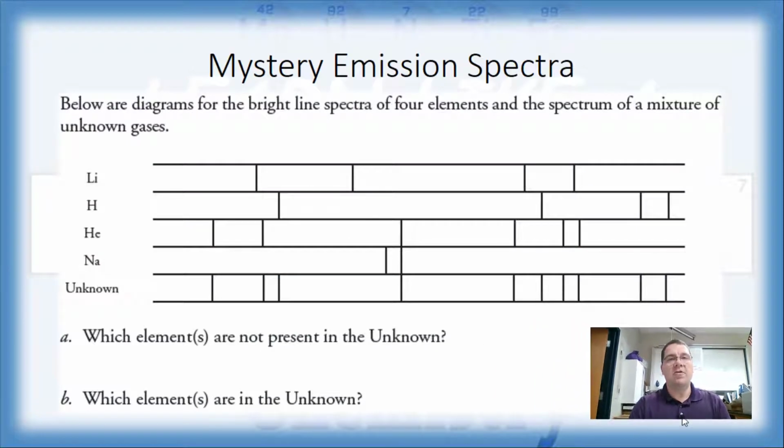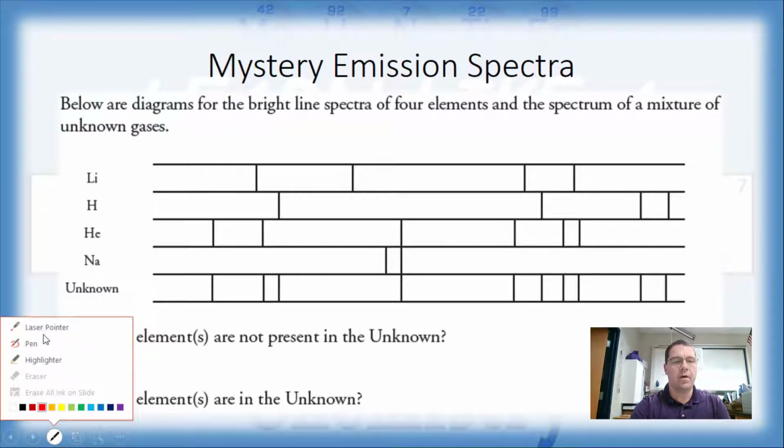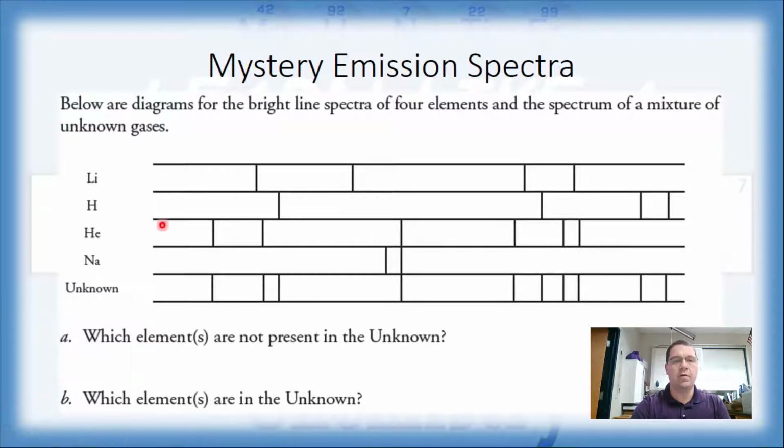So again, if we look in the class notebook at the mystery emission spectra, the very last question, what you see here are 4 different elements, and you see their emission spectra. And so again, these are like the fingerprints for each of these elements. Now they're not in color, but what you can see is the relative positioning of their spectral lines. And again, these would be measured in hundreds of nanometers.